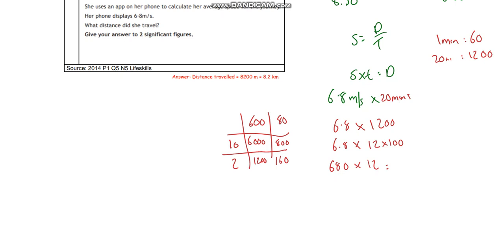But sorry, yes, if you add all that up, so 680 times 12, add that table up, you should get 8160, and that's how many meters we've gone. I'm not actually sure if the question wants it in meters or kilometers, doesn't really matter. But it does want it in two significant figures. So in two significant figures, that's going to come out as 8200 meters or 8.2 kilometers.